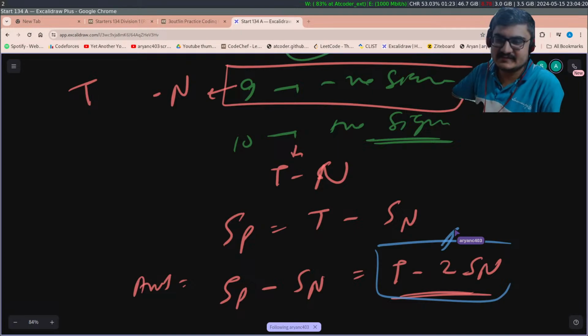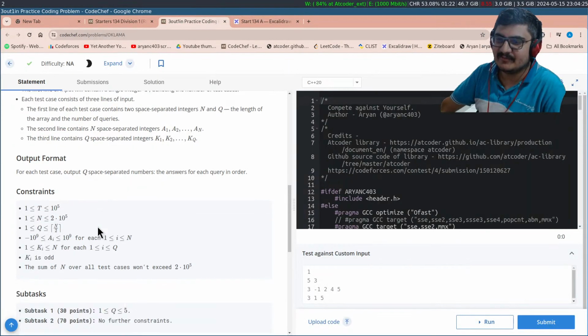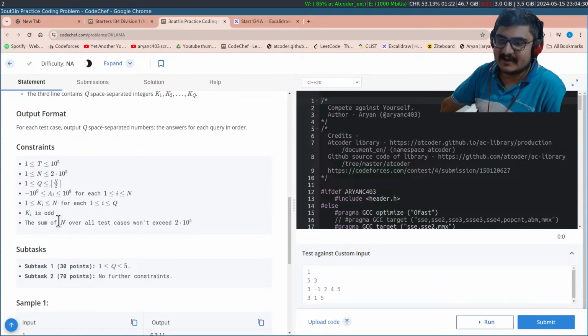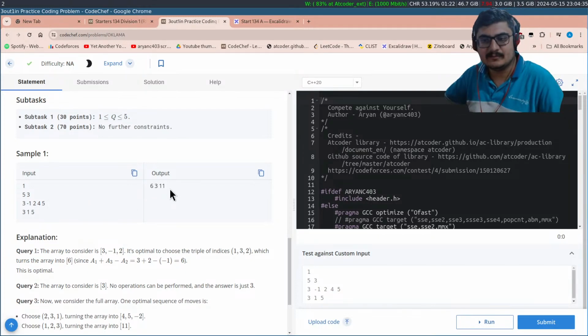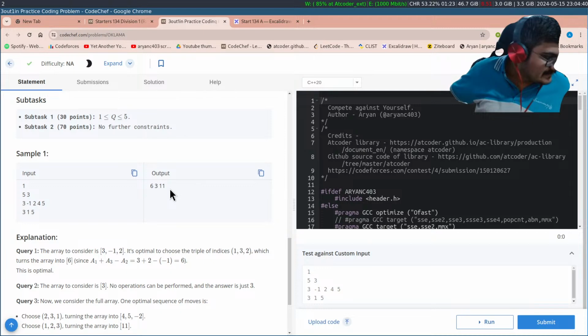And once we realize this observation, what we can do is pre-compute answers for each possible value of k. K is odd, so we can try to find the answer for each odd k between 1 to n, and at last we can directly print the answers to the queries whenever we need the final value. And that is the idea.